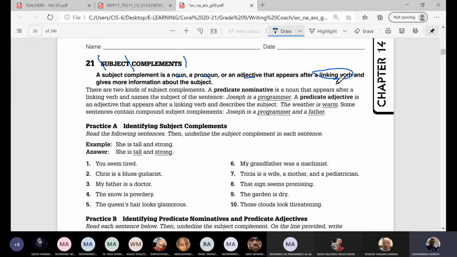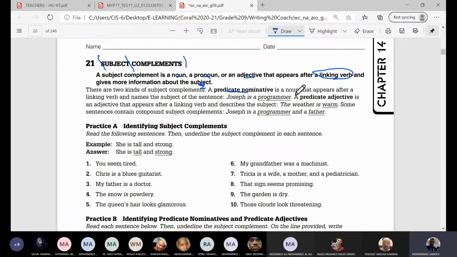Okay? Let's get down to the definition. It gives more information about the subject, not about the object. Because we will never have an object when the verb is linking. Do we expect to find an object within the sentence? Impossible. Because linking verbs are intransitive. Intransitive, if they are action. So they do not allow objects at all. Never. So there are 2 kinds of subject complements.